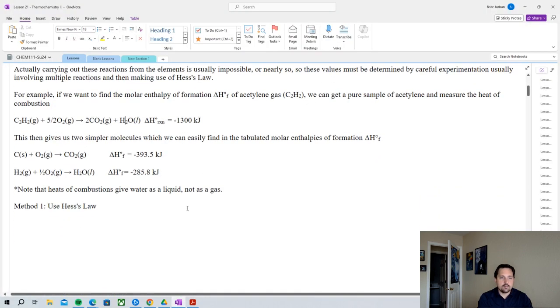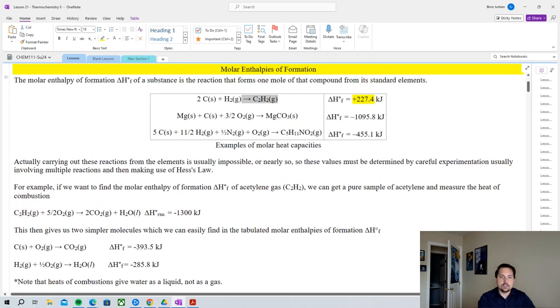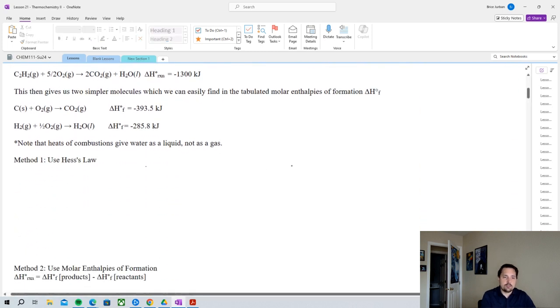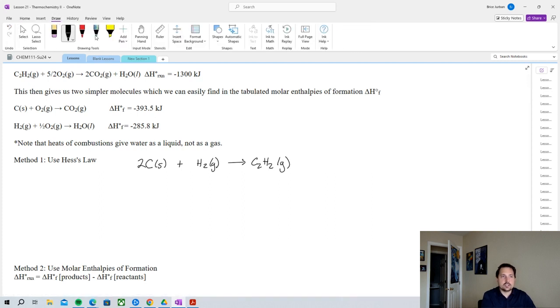All right, so what we're going to do first off is use Hess's law to calculate what the delta H of formation of C2H2 is. So what we really want to do is add those reactions together to get this reaction. So let me rewrite that out. Not O2, H2. So we're going to try to combine these three to give us this overall reaction.